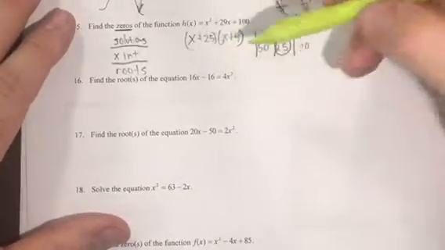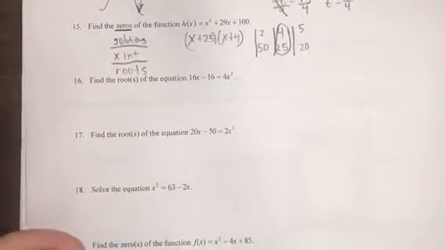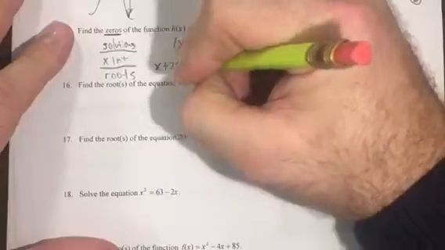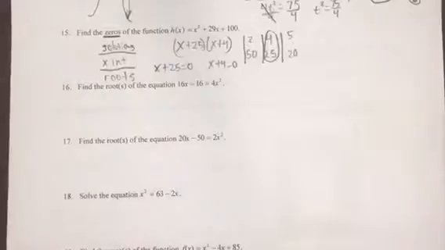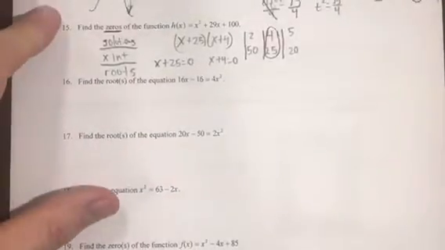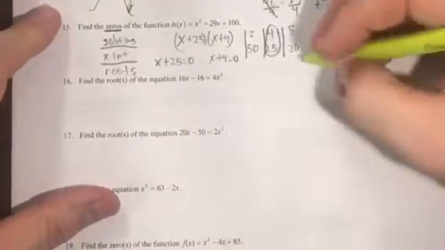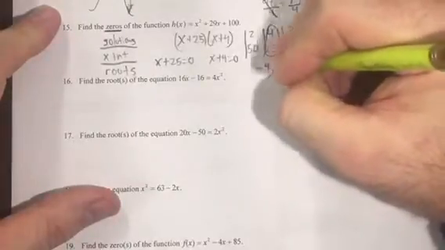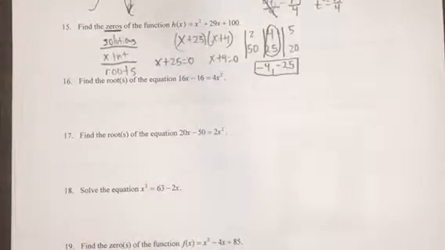But now I need to do what? I need to set it equal to 0 and solve. So I have x plus 25 equals 0, and x plus 4 equals 0. What are my zeros? So I've got negative 4, negative 25. Have I gone too fast for anybody? Anybody lost? Anybody need me to show another one?